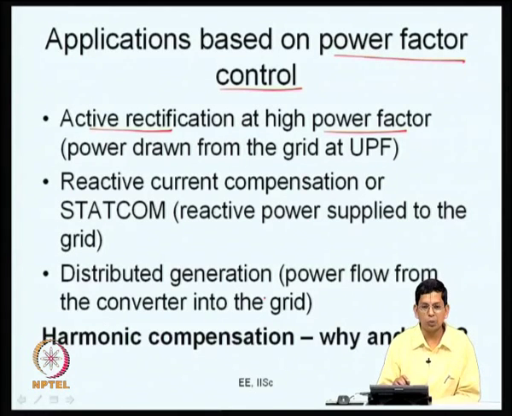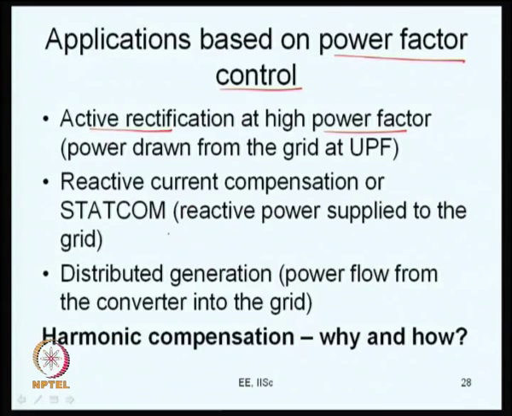And distributed generation is yet another application where you want the power to flow from the DC side to the AC side, to the grid. So, the grid voltage and the grid current will have a phase difference roughly equal to 180 degrees. So, power flows in that particular direction. You can see that all these are possible by controlling the power factor. That is what we are essentially trying to do. So, the active rectifier is very closely related to reactive current compensation and distributed generation in terms of the control philosophy. The next issue is about harmonic compensation.